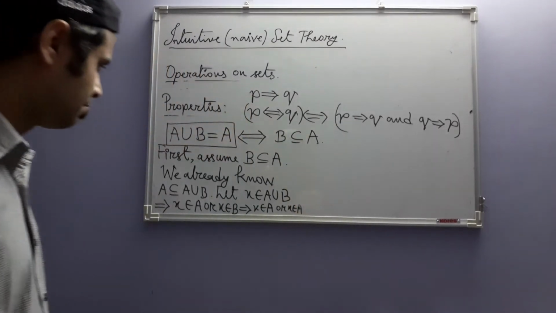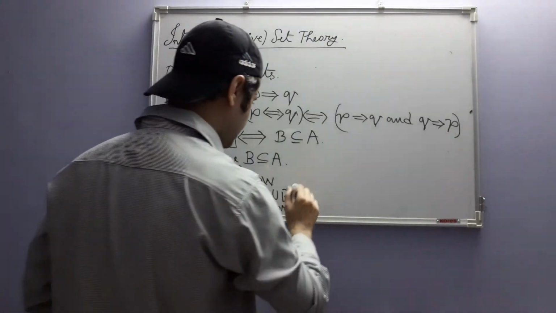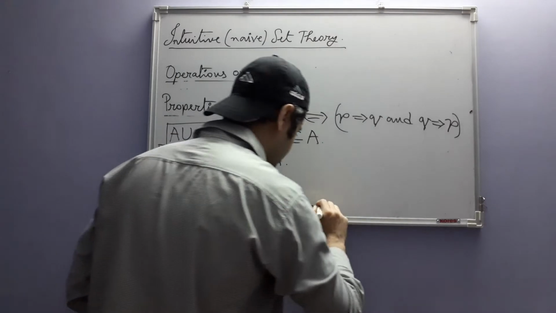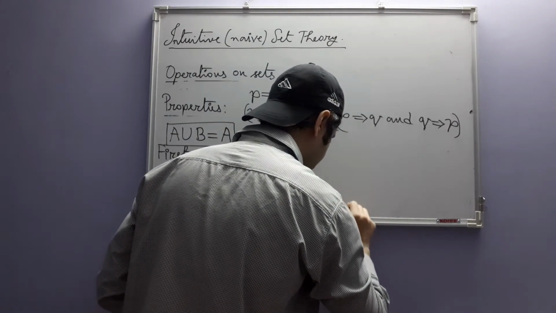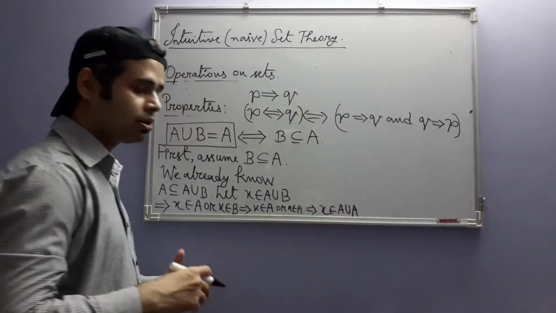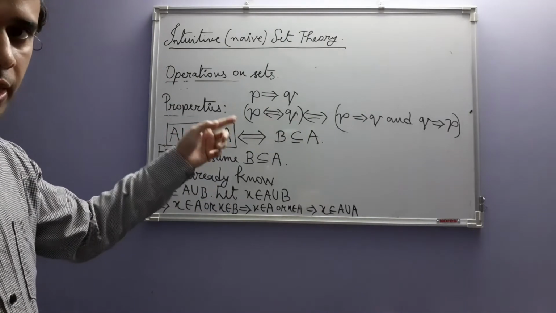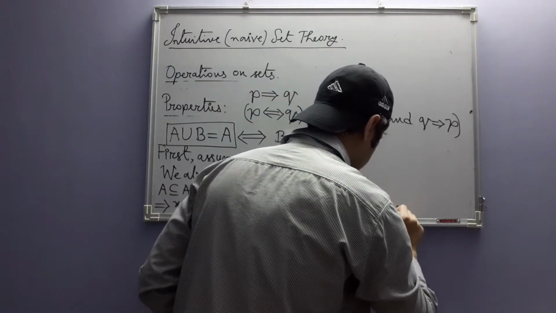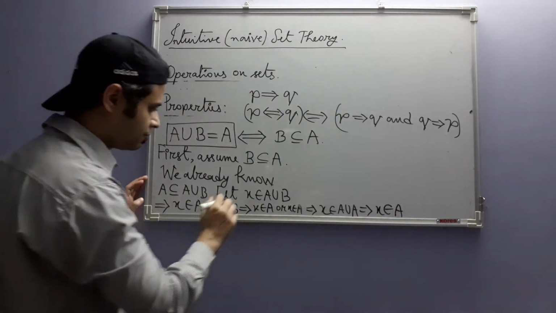I won't have place. In such a tight space I cannot write. And this implies what? X belongs to A union A. But we already know, we have proved that A union A is equal to A. So this implies X belongs to A. So see what we have proved here.